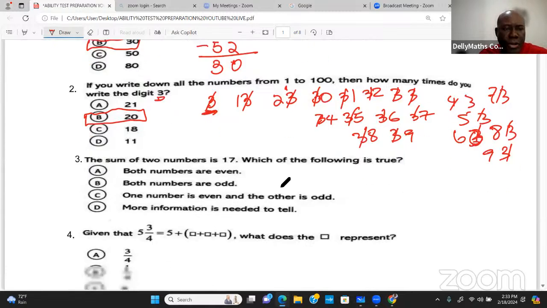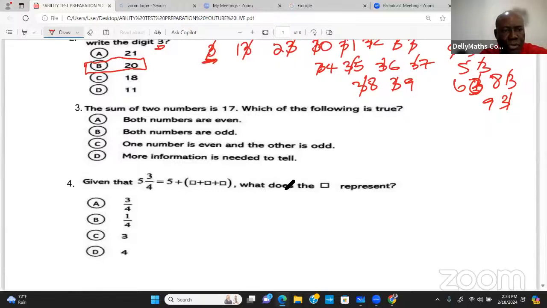All right, let's take a look at question 3 itself. It says here the sum of two numbers, right, is 17. Which of the following is true? We are at number 3. Let us see those who could get number 3 right. All right. Which of the following is true? So we want to read through these suggestions here, and then we're going to pick the one that is correct.